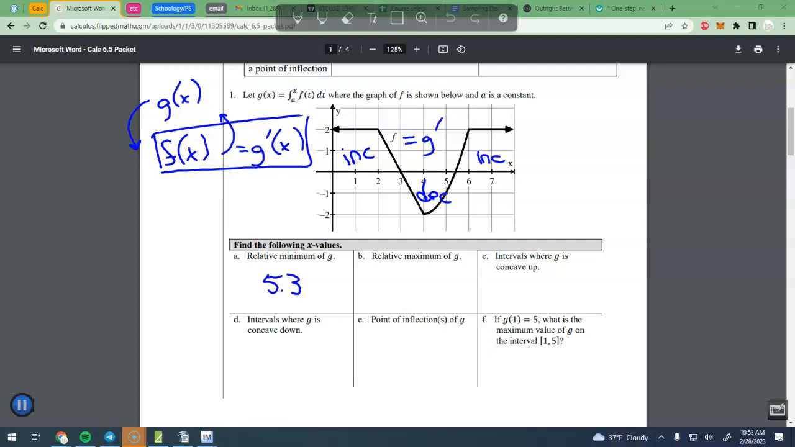Derivative above the axis means increasing. Derivative below means decreasing. So here, the original function went from going up to going down, which is actually a relative max. And here, the original went from going down to going up, which is where we get the relative min. Questions there?